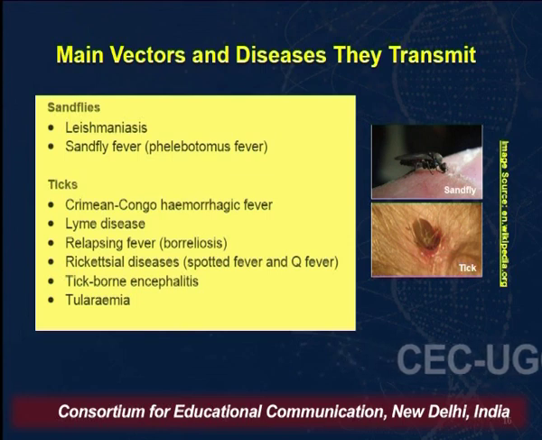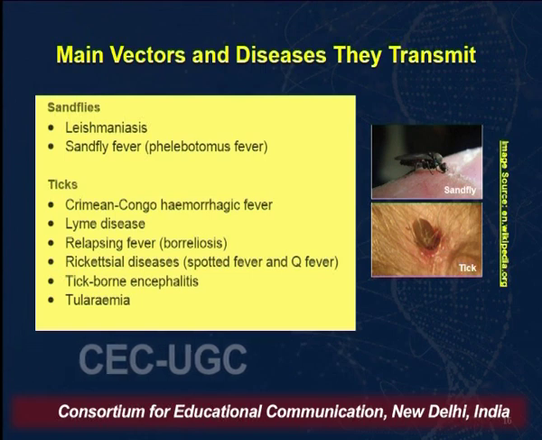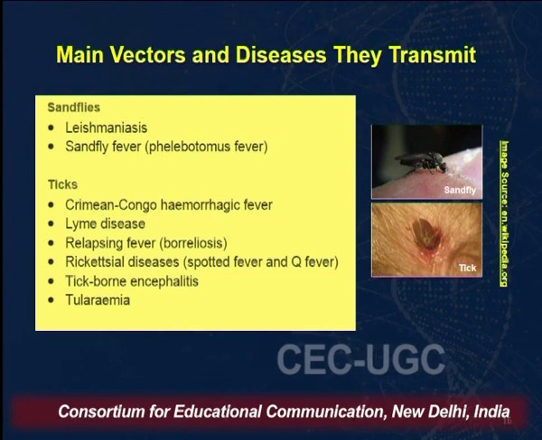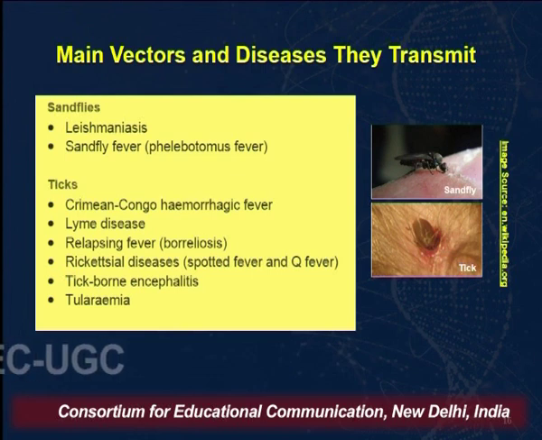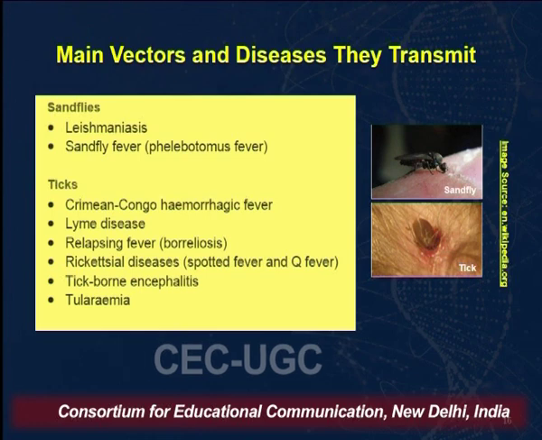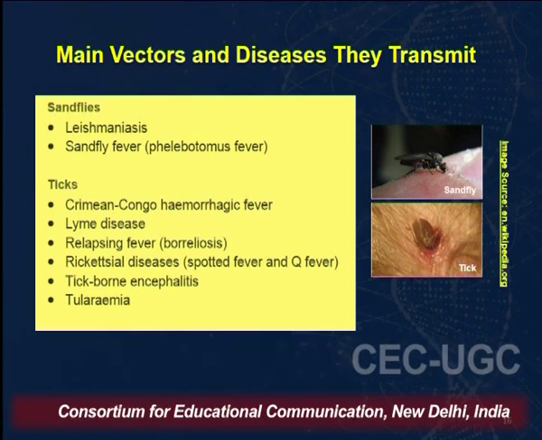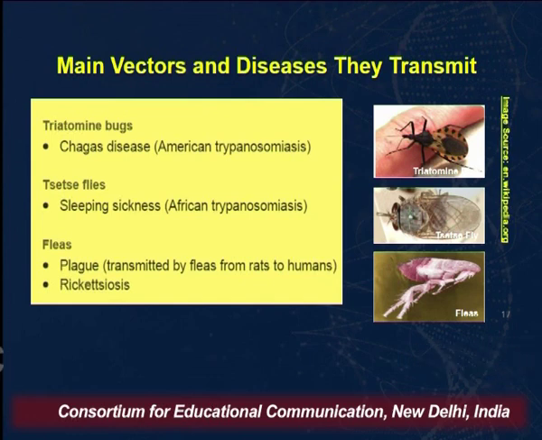Now, there are certain sandflies which transmit leishmaniasis and sandfly fever. Ticks also transmit many diseases, including Lyme disease, relapsing fever, and tick-borne encephalitis. So, there are a number of diseases which can be transmitted through ticks. Then come the bugs; the tsetse fly is an important vector for the transmission of sleeping sickness, or African trypanosomiasis. Then come the fleas, which spread plague and other conditions.